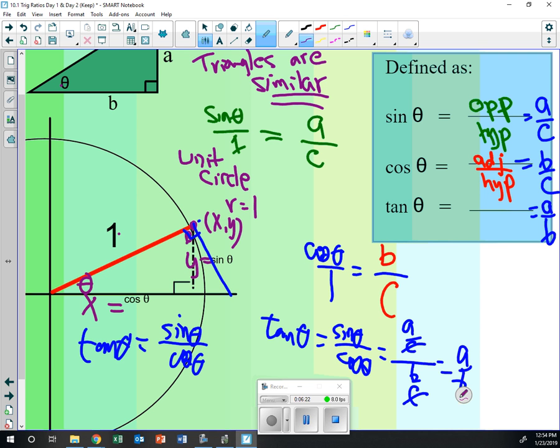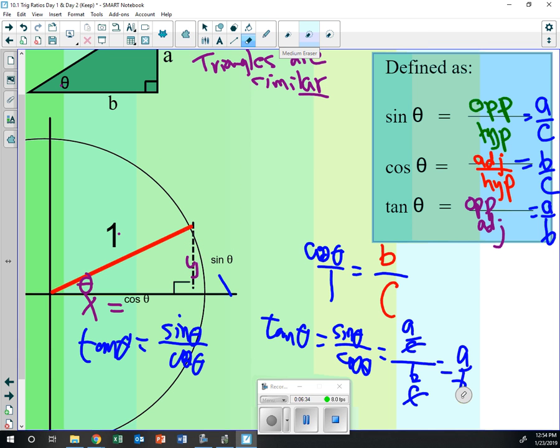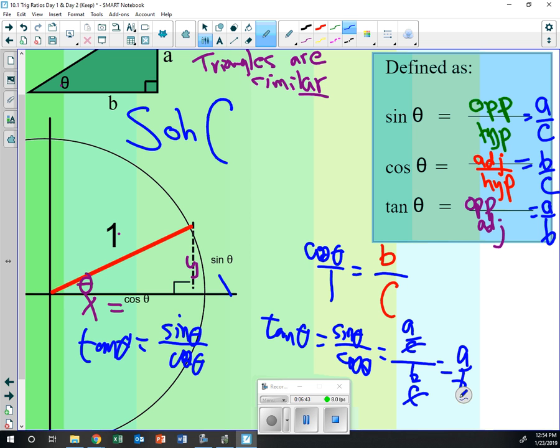A over b is the same as opposite over adjacent. Now you remember the shortcut version of this by sine being the what? Opposite over hypotenuse. Cosine is adjacent over hypotenuse. What was this short mnemonic device? Yeah, TOA.